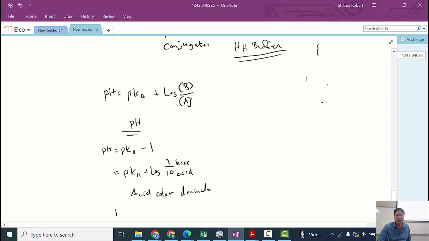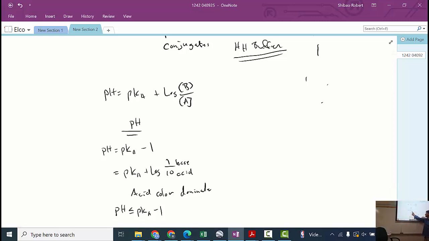So if the pH is less than or equal to pKa minus 1, the acid color dominates. For example, if we go to pKa minus 2, that's 1 to 100. pKa minus 3 is 1 to 1,000. 1 part base, 1,000 parts acid. So the acid color is going to dominate here.